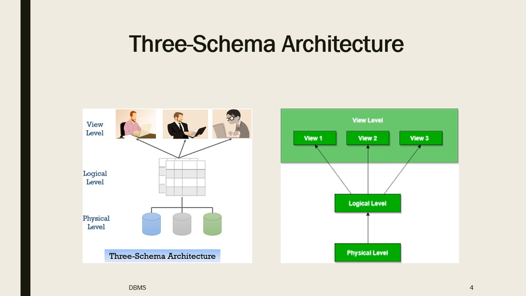That means there will be a number of users who will be using one database according to their requirements. Then there is the logical view. A logical view shows how the data is stored, what the entity sets and entity types are, and what data types are stored in the logical level. In the physical level, how the data is actually stored in the hardware or the database, how the data is saved, that shows in the physical level.